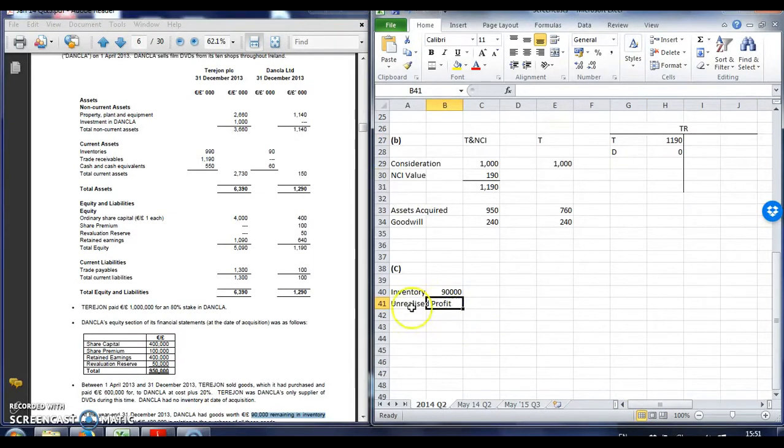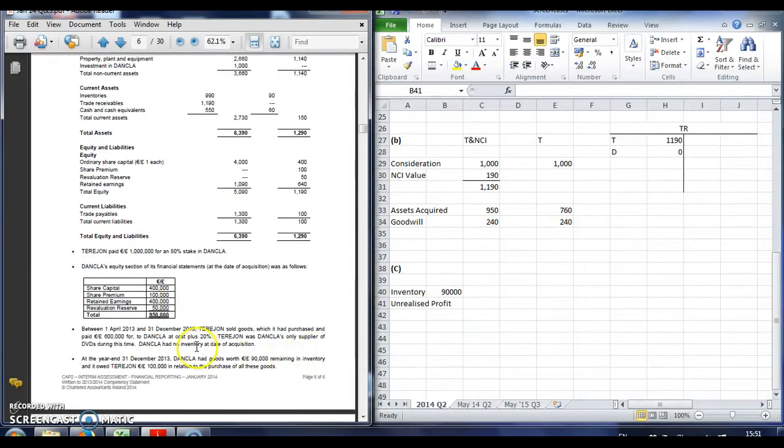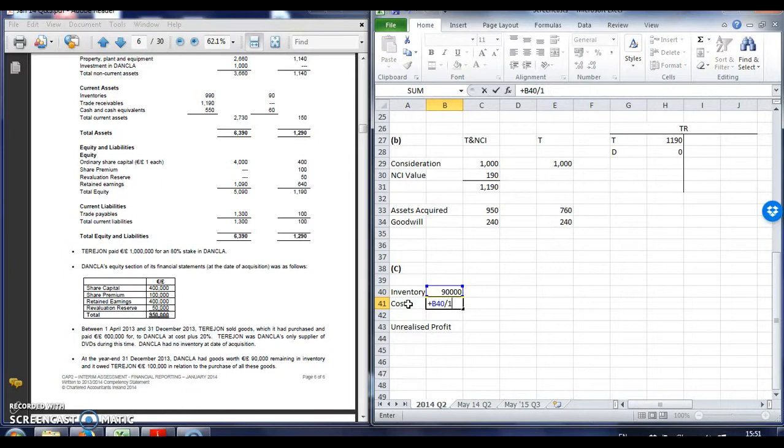So we know 90,000 is what's remaining in inventory. We know they were sold for cost plus 20%. Therefore, what the cost price was, even if you want to look at the cost price first, the cost would have been 90 over 1.2, which means 75. Therefore, the unrealized profit on that inventory is 15,000, and that needs to be stripped out.